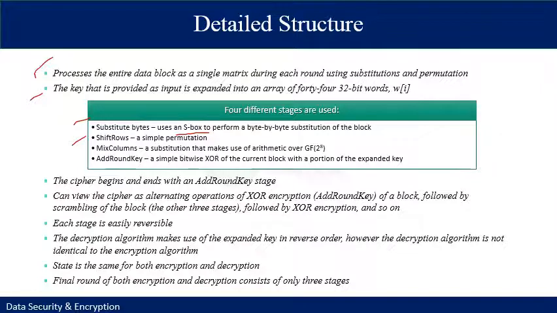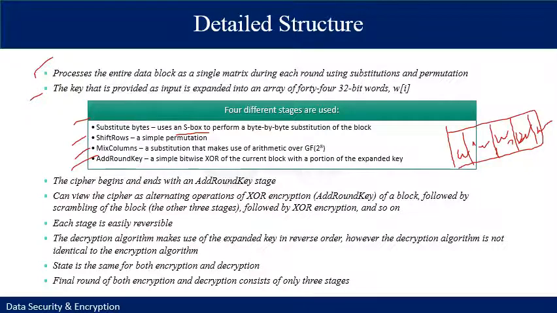Then you perform the MixColumns transformation. It is a substitution that makes use of arithmetic operations over GF(2^8). And finally you perform the AddRoundKey transformation. It is a simple bitwise XOR of the current block with a portion of the expanded key, as the key set generated by the algorithm, with the number of words depicted in the above slides.